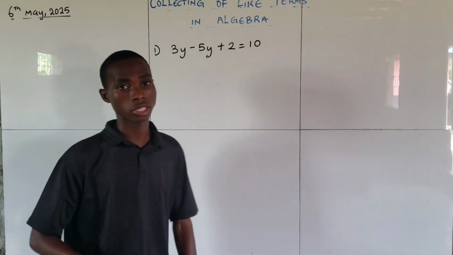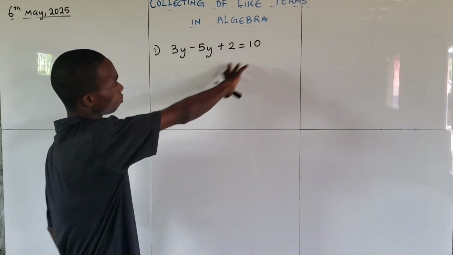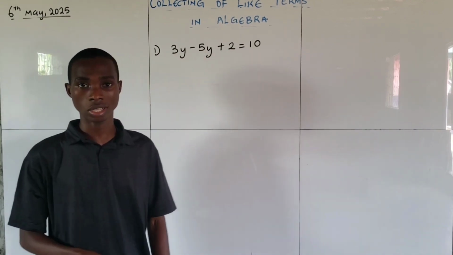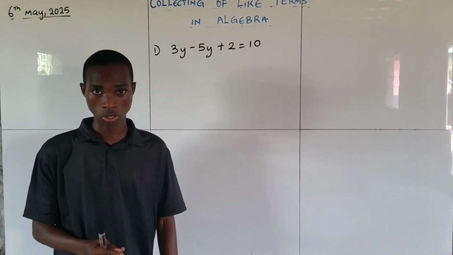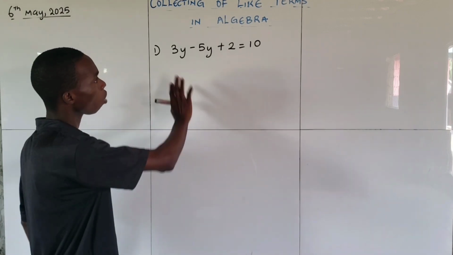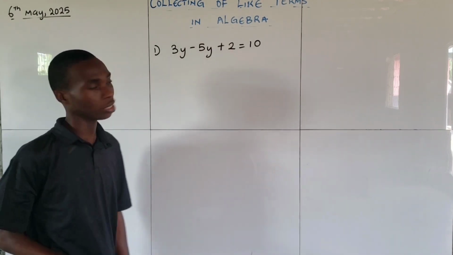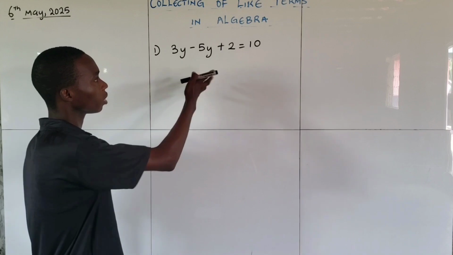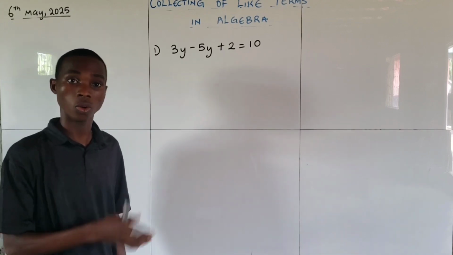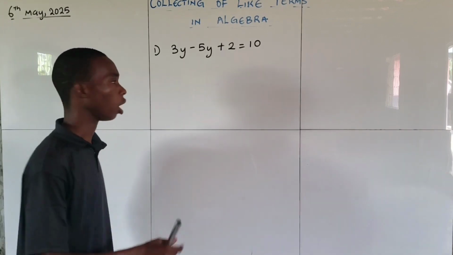Now, assuming we have this kind of expression here, this kind of equation is known as an algebraic expression. I will be teaching you how we can collect like terms, and then after collecting like terms, we'll solve for this and get our answer. So I will show you how.